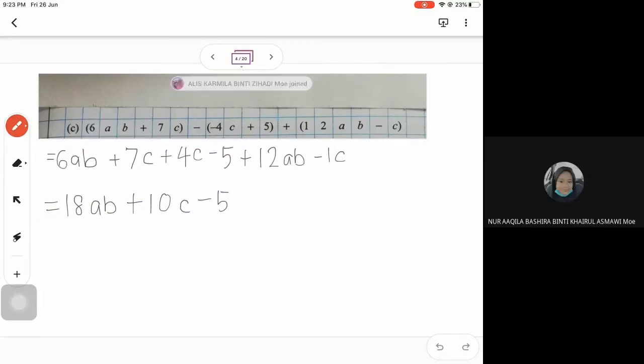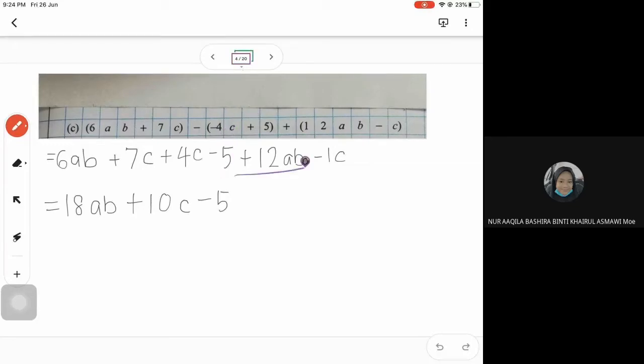Slide 4, siapa buat? Me. Siapa nama? Akila, eh? Haa. Okay, Akila. Explain, Akila. 6AB plus 17 and this negative. Negative and negative, we got positive. Positive 40. Okay, good. Negative and positive, we got negative 5. Okay.